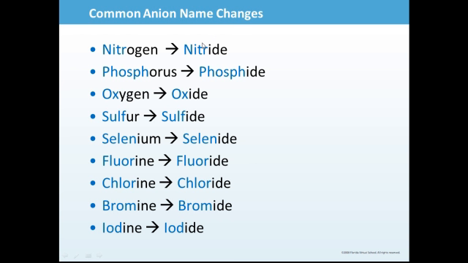Nitrogen becomes nitride. You have to be careful because sometimes students want to keep "nitro" and turn it into "nitrogide." No, no, no, that's not right. Nitride, phosphide, oxide, sulfide, selenide, fluoride, chloride, bromide, iodide.